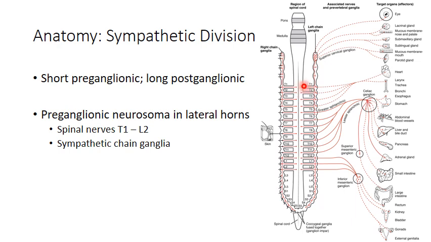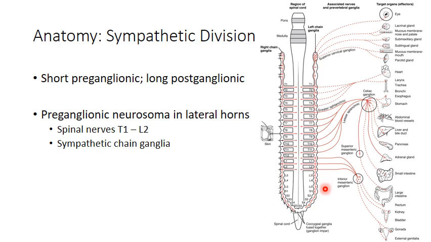So each of these dots and red lines represents a neurosoma, and then this line outward is going to be the axon leaving the spinal cord and heading out towards the target organ. So all of the nerve fibers for the sympathetic division are going to arise in either the thoracic region or the lumbar region. So T1 through T12, and then L1 through L2 are going to be the origin points for all of our sympathetic nerve fibers.